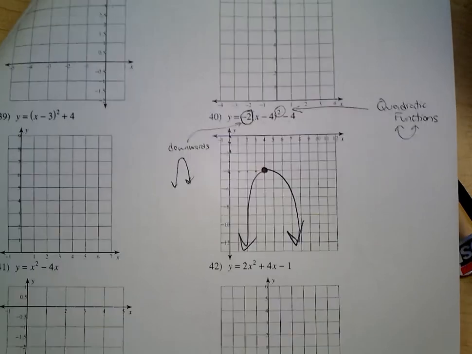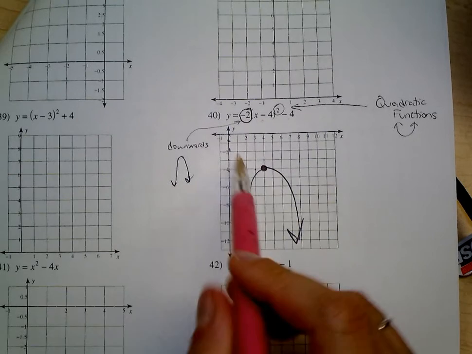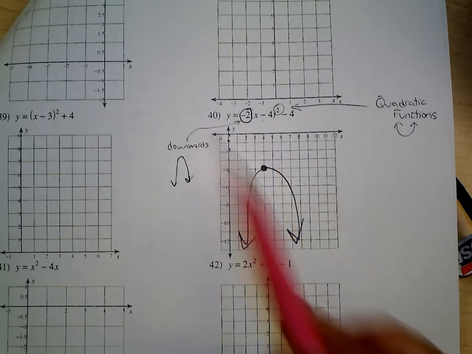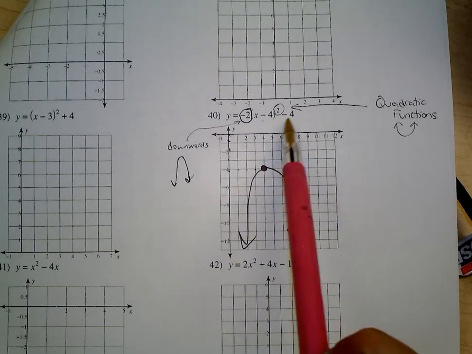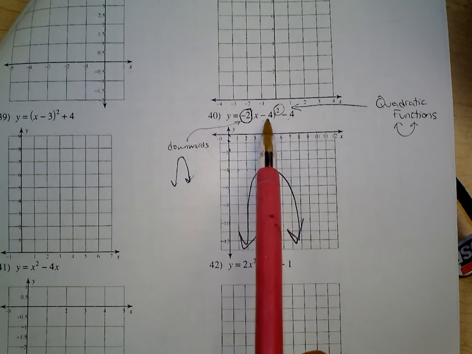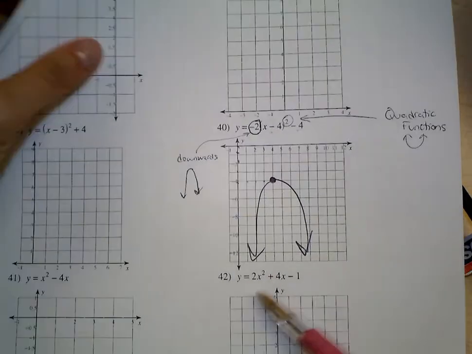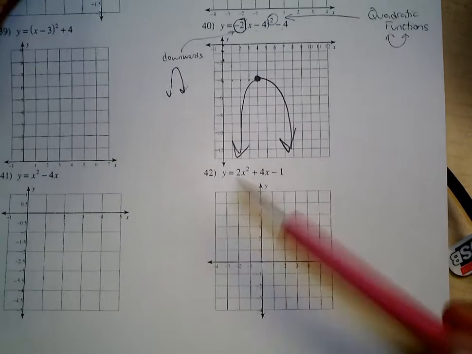All right. Now, this is called vertex form. I'm a big fan of vertex form because it's easy for me to find the vertex. I just look at my K value, that tells me up or down, and I look inside with my H value, and that tells me if I go to the left or the right. Here in number 42, we don't have that. This is called standard form.